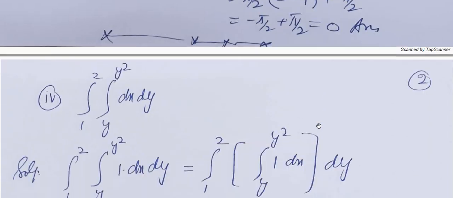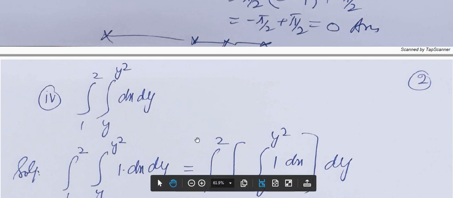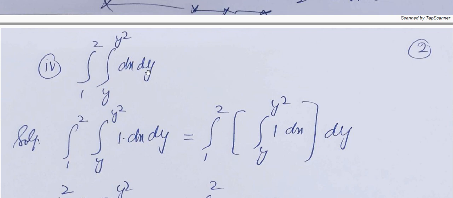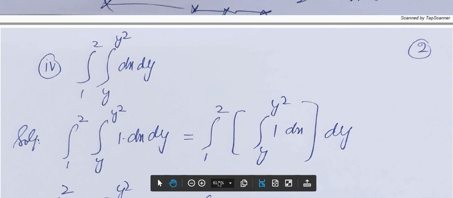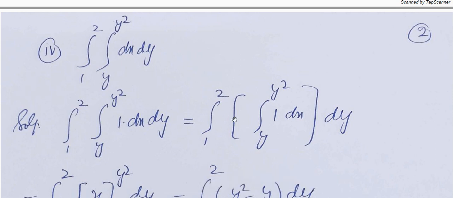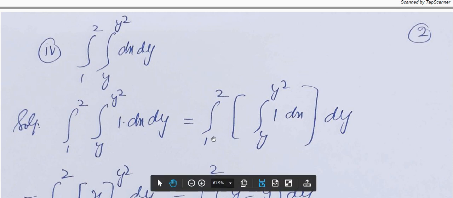If there is still a problem, we can move to the other question, and maybe your concept will be more clear. Now part number 4: you have to integrate from 1 to 2, y to y square, dx dy. First you integrate the inside part, which is y to y square dx. Later on you will integrate from 1 to 2 dy.